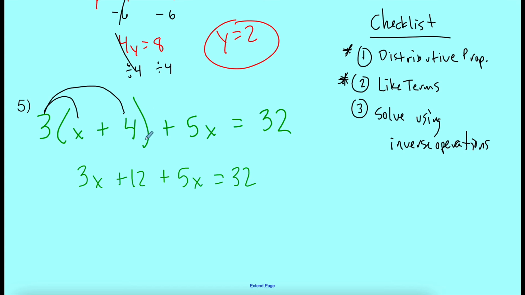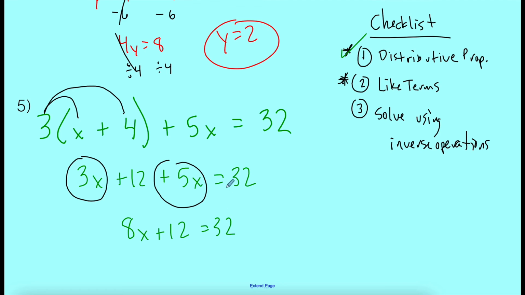The only thing that changed from line 1 of the equation to the second line that I've written is I've distributed. 3 times x is 3x, 3 times 4 is 12. And then I just rewrote the rest of the equation and check, did the first thing. Now I'm going to look for like terms. Maybe there are some, maybe there are not. I can see that there definitely are. 3x plus 5x, we always read from left to right. Those two things can be combined together. So I could rewrite this as 8x plus 12 equals 32.